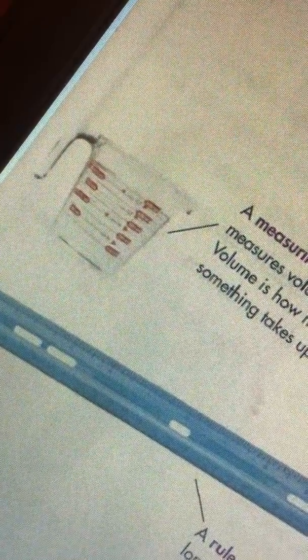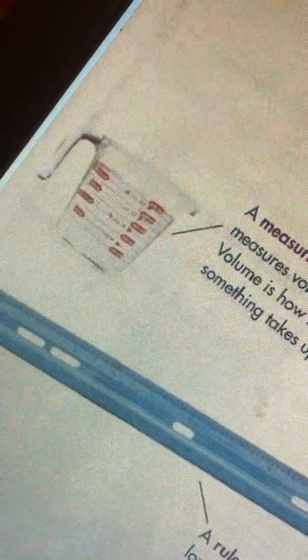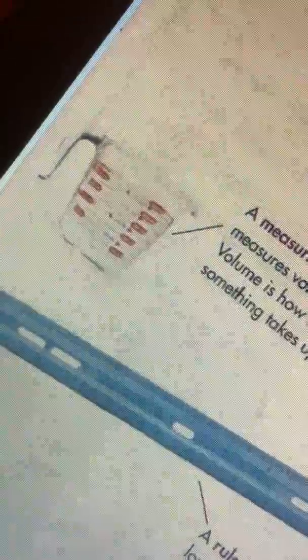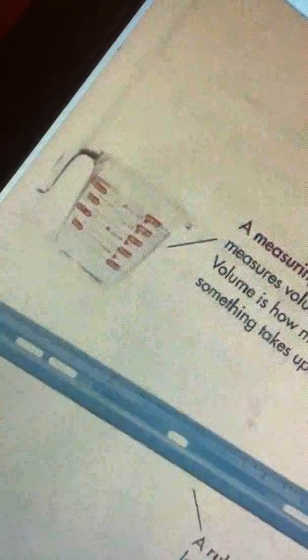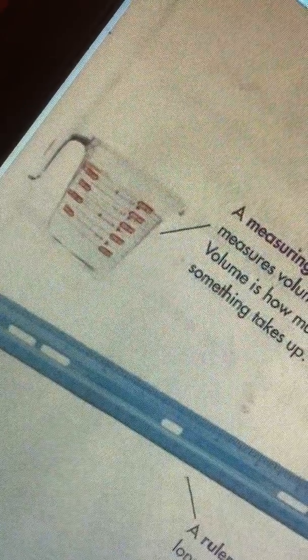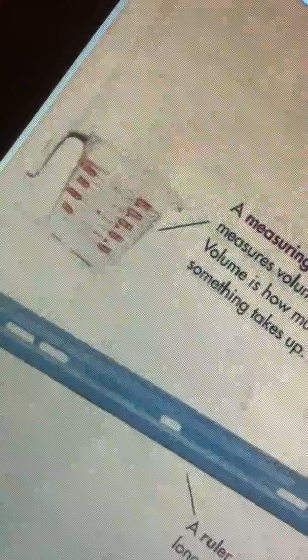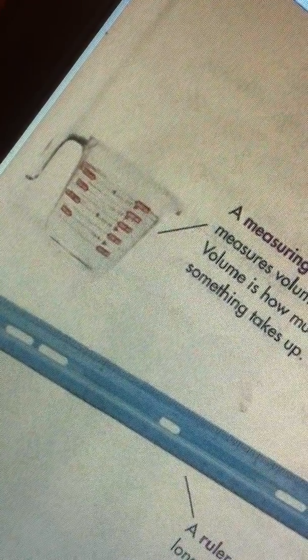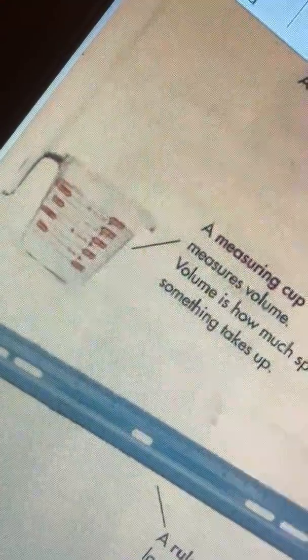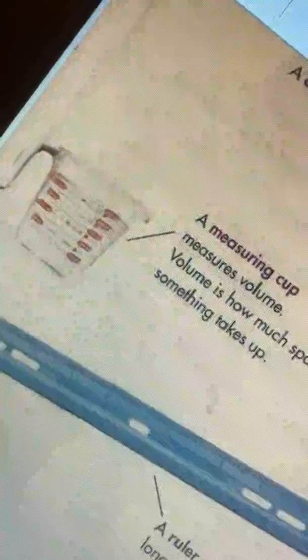For example, we have 100 milliliters of the milk. So the volume of the milk is 100 milliliters. This is its volume. So a measuring cup is the fourth measuring tool, which measures volume.